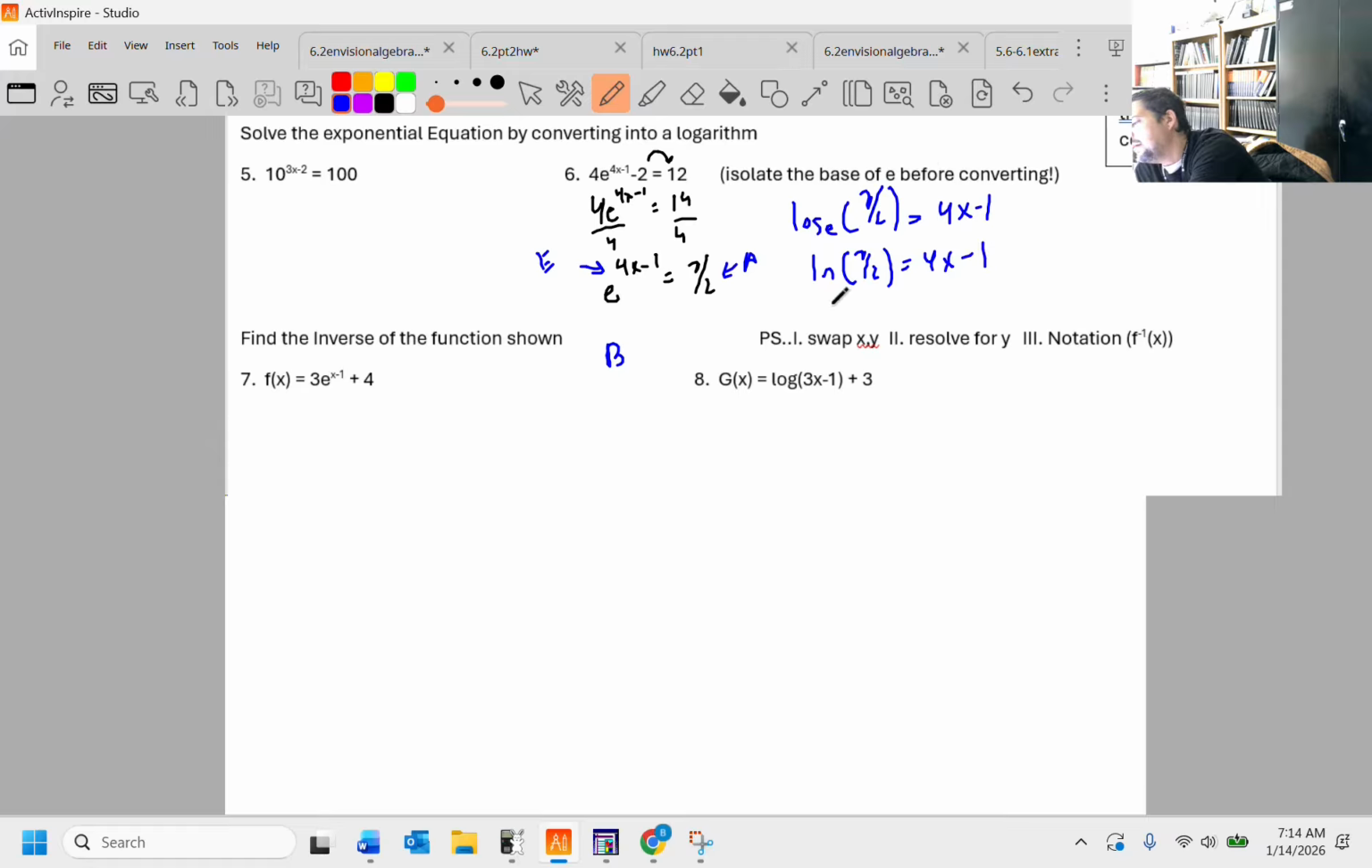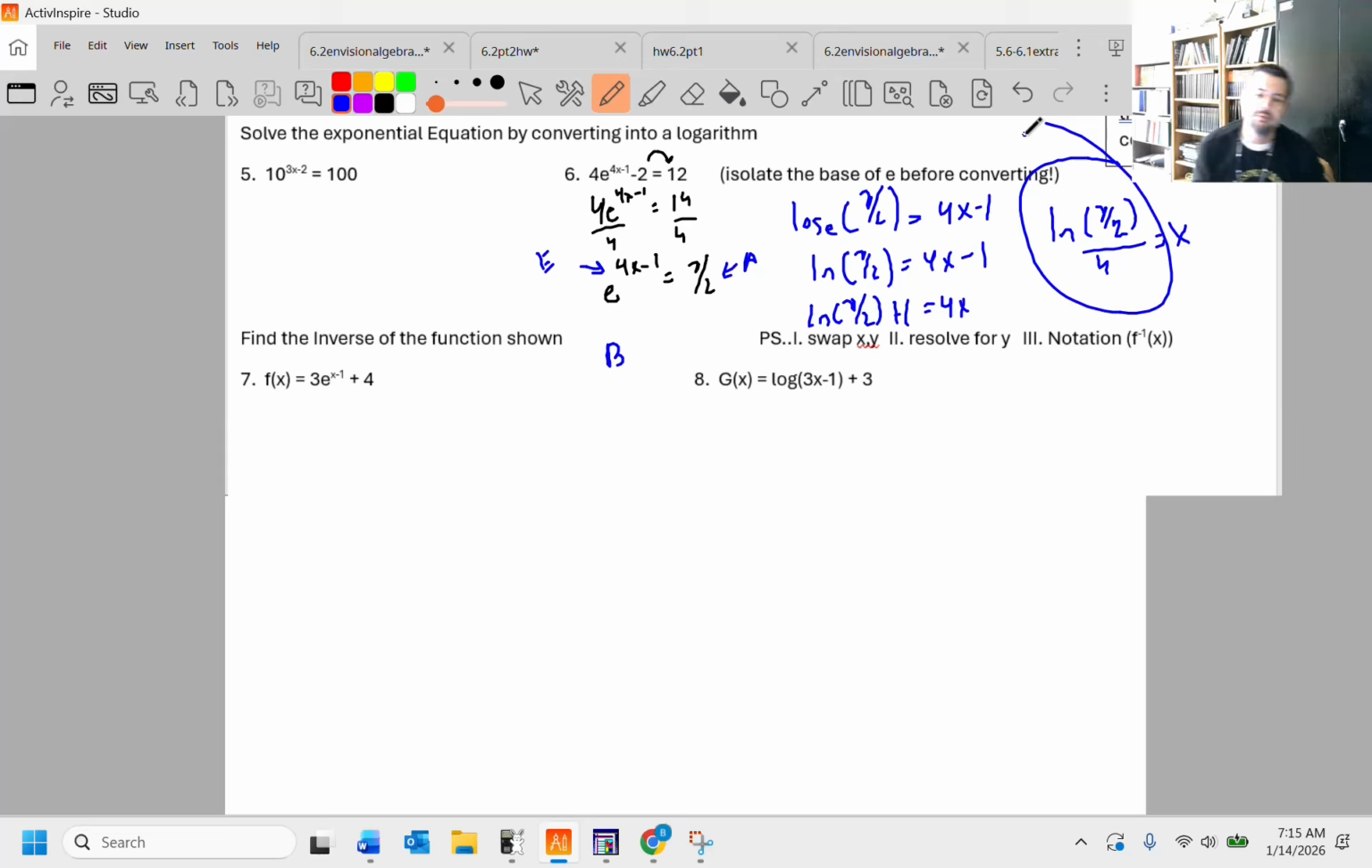2 moves, add 1 first, and then lastly divide by 4. That's my x value right there. Natural log of 7/2 over 4. That's what it is, kids. If you want to know what it is, you push buttons in a TI-84.